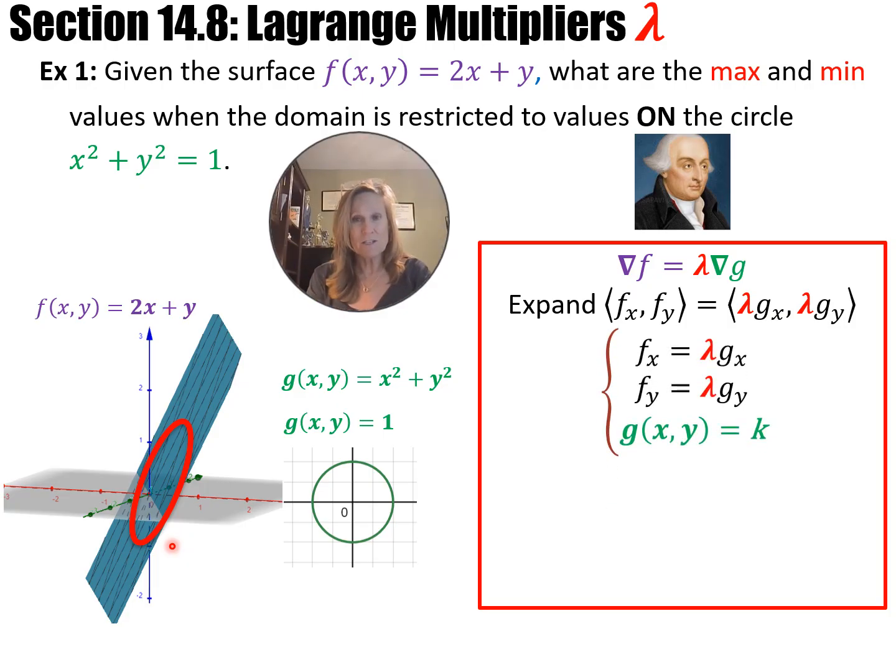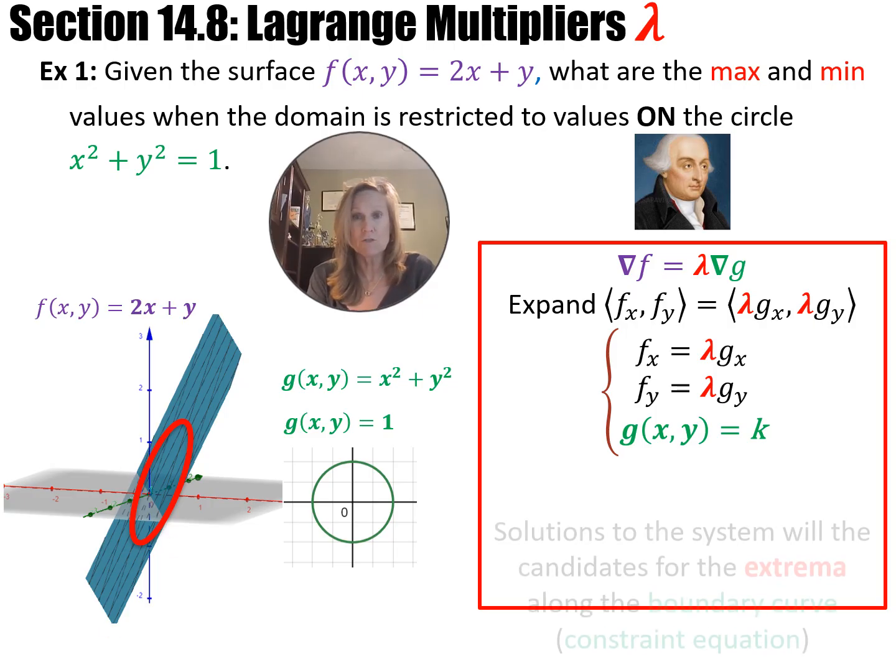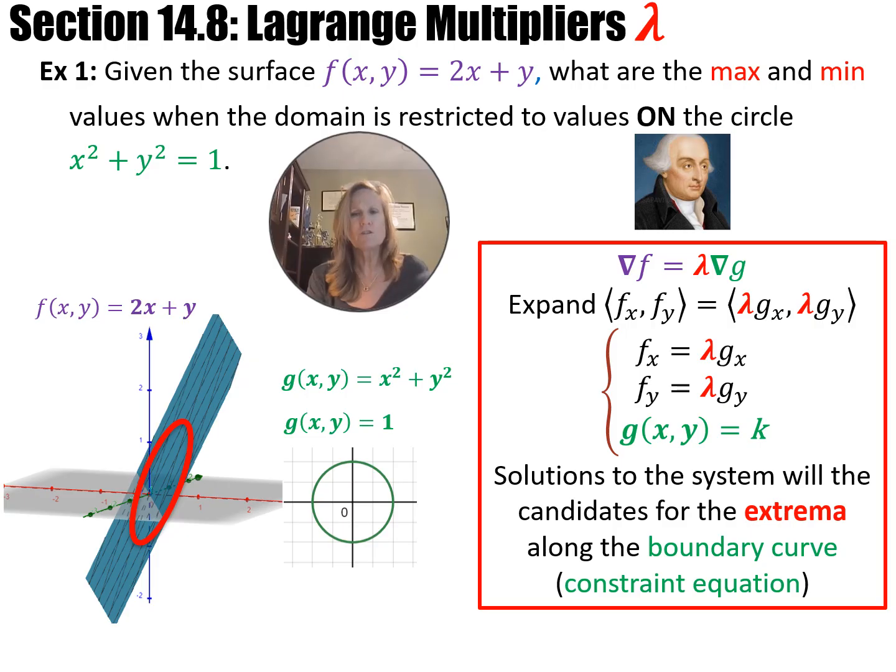Make yourself a system of equations where you have 3 unknowns, x, y, and lambda, and solve for those unknowns. 3 equations, 3 unknowns. Do whatever you can do, whatever algebra. That's why you take prerequisite classes, right? Whatever you can do to solve that system. The solutions to the system will be candidates for the absolute extrema. They will all be on the boundary curve, but at the same time, they will be points on the boundary curve on the surface that are the highest of those points or the lowest of those points.